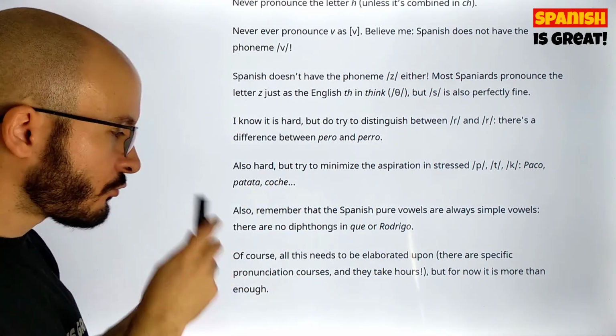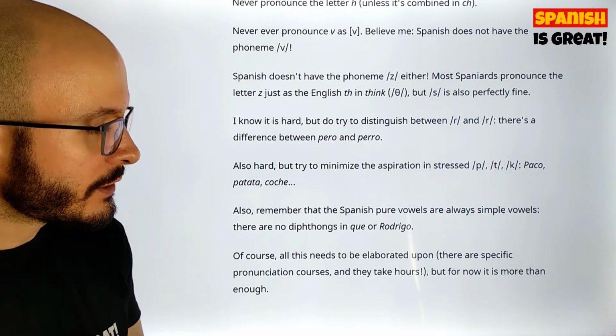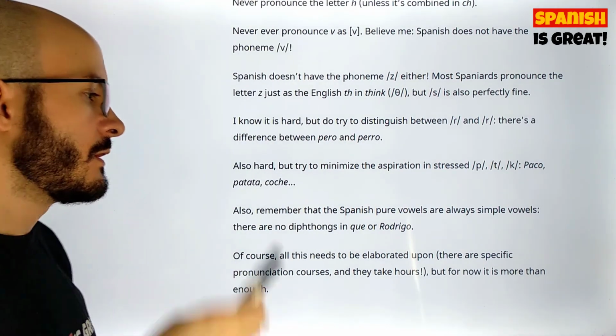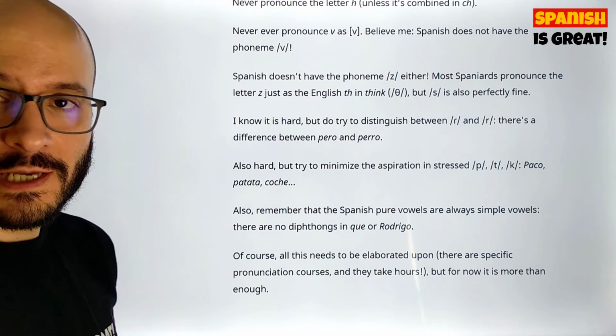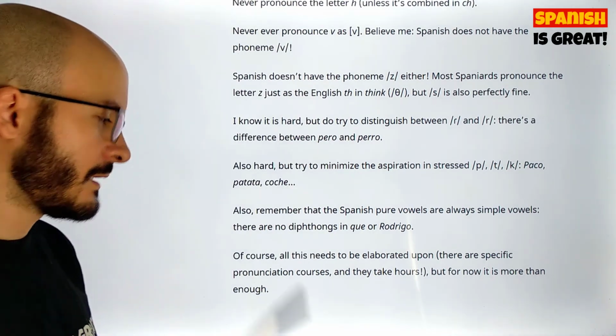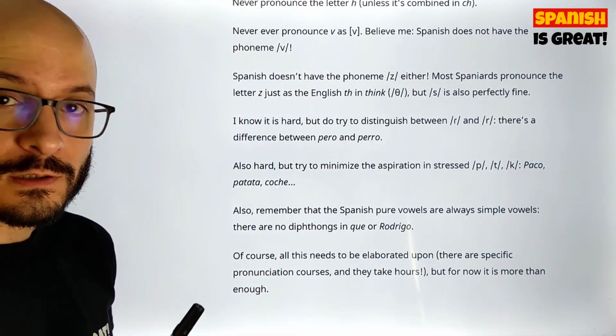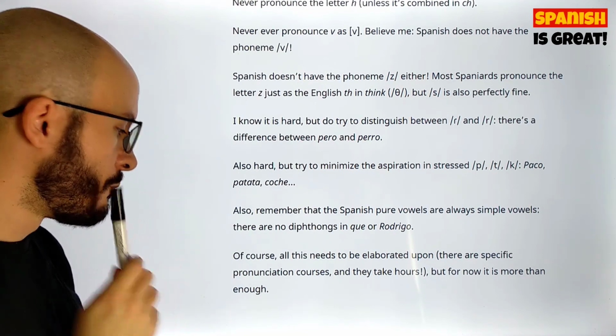Of course, all this needs to be elaborated upon, no? There are specific pronunciation courses, actually. I have one, but not yet. And they take hours, but for now, it is more than enough.